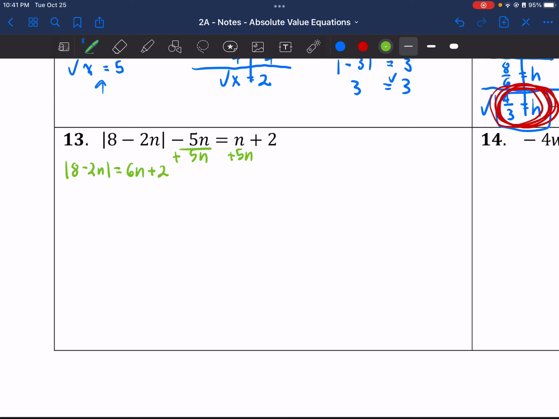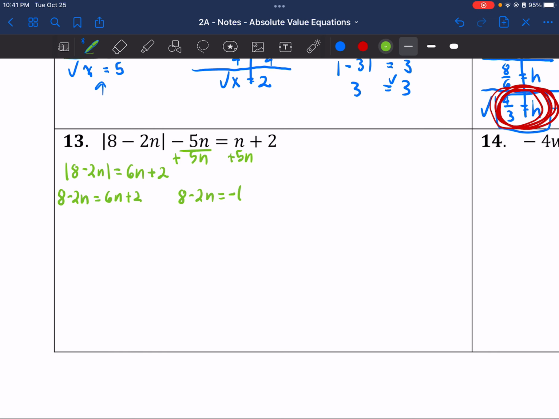Now that my absolute value expression is isolated, I can split it up into two equations. I get 8 minus 2n is equal to 6n plus 2, and 8 minus 2n is equal to, since it's an expression, we want to put our negative on the outside and do the negative of our whole expression. So 8 minus 2n, we're going to deal with our left side equation first.